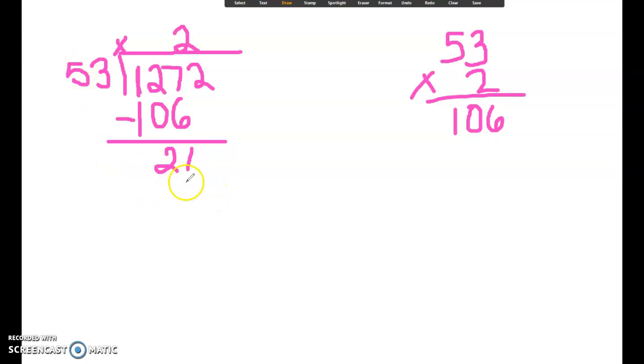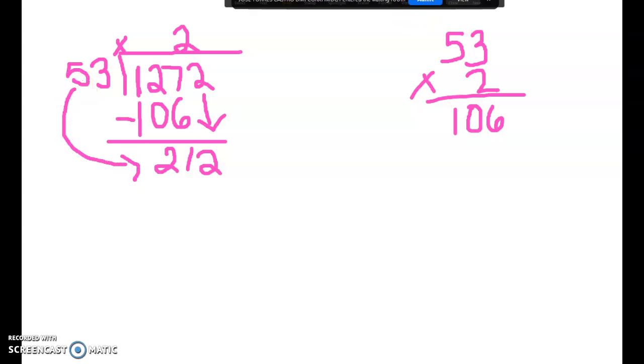Okay, so now we subtracted. Now what's my next step? Bring down the 2, because I have not used this 2 yet. So I have a new number now. What's my new number? 212. So now I have to see how many times 53 can go into 212.